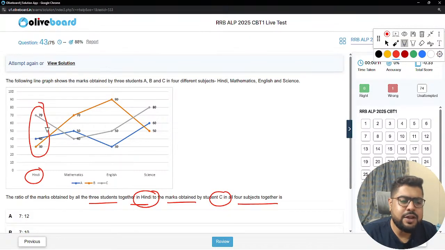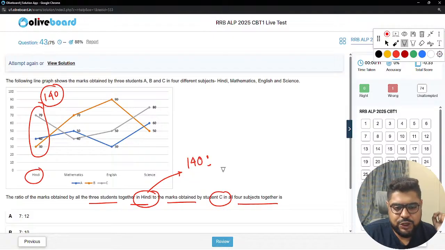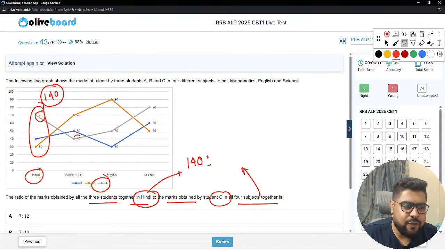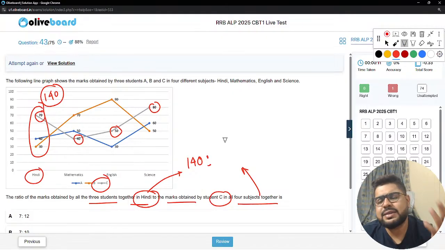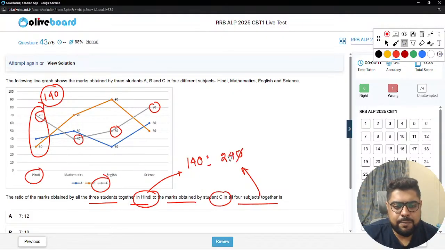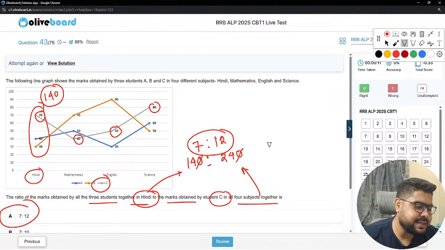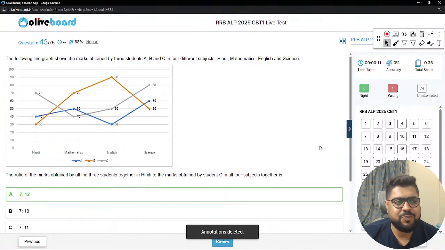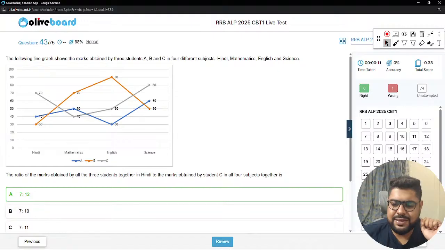Total number, sir, 40 plus 30, sir, 70 plus 70, 140. So this is this value in the ratio. The other value is of student C, see the gray color line in all four subjects. 70, 40, sir, 110 plus 50, sir, 160 plus, sir, 80. 160 plus 80 will be, sir, 240. The answer is 7:12. Option A, 7:12, is most definitely the correct answer. Very, very simple, sir.